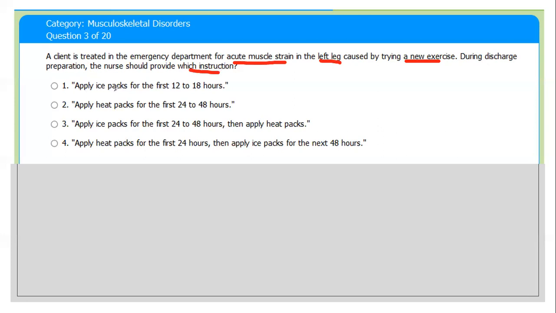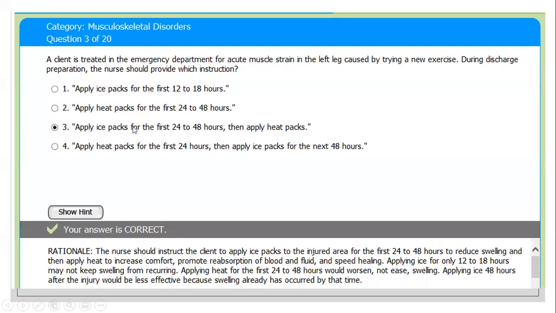Option one: apply an ice pack for the first 12 to 18 hours. Option two: apply a heat pack for the first 24 to 48 hours. Option three: apply an ice pack for the first 24 to 48 hours, then apply a heat pack. Option four: apply a heat pack for the first 24 hours, then apply an ice pack for the next 48 hours. What is the correct answer? Apply an ice pack for the first 24 to 48 hours, then apply a heat pack.